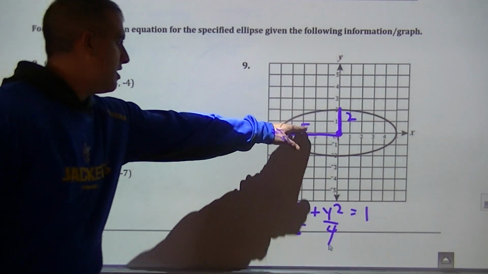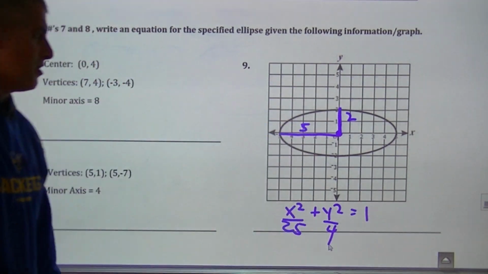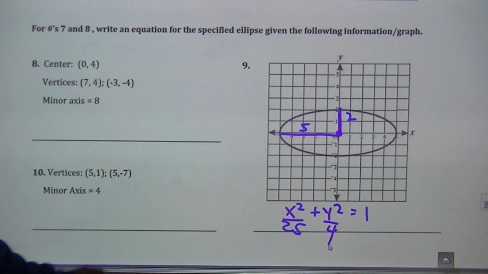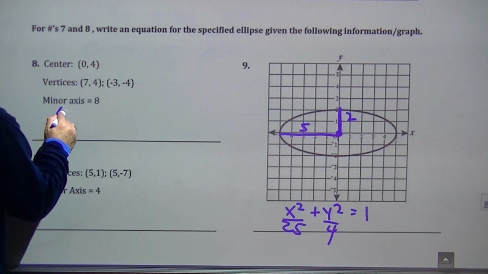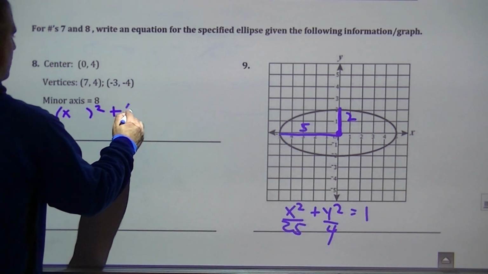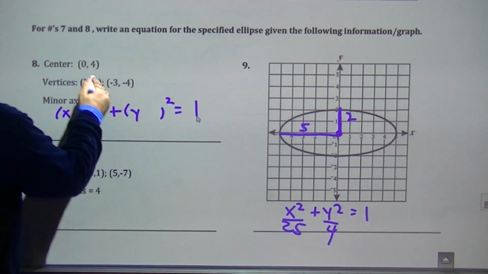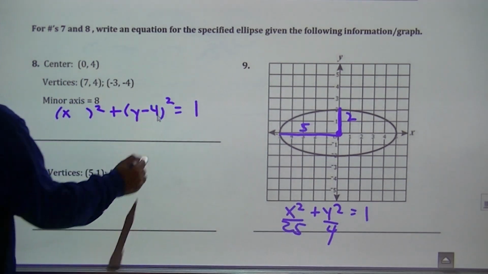So that's what you want to try to do here. Take that number, square it, put it underneath x. Put that number, square it, put it underneath y. So I'm going to start out with my center here. X squared plus y squared equals 1. Don't leave your details out. Nothing in there, -4 here.